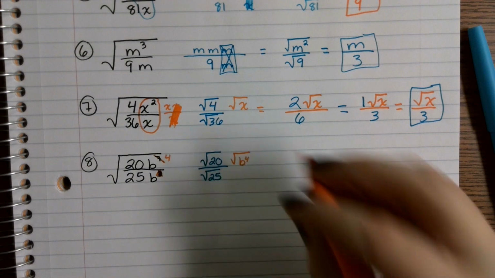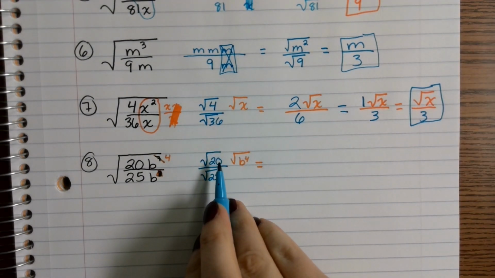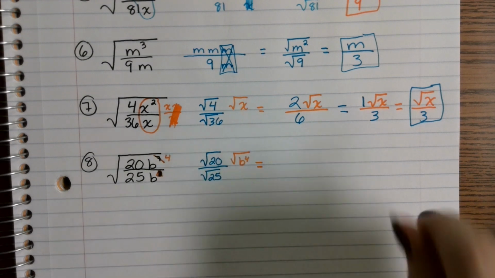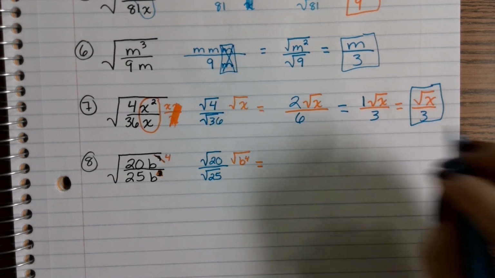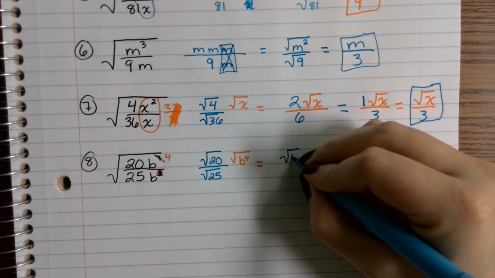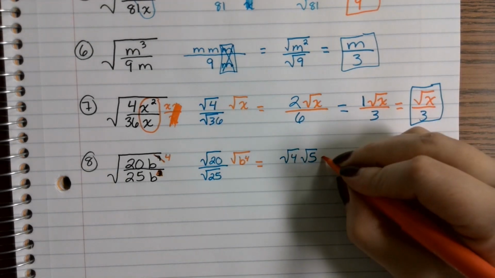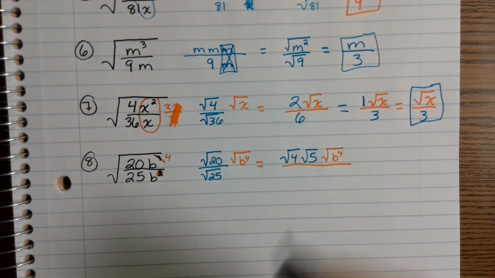Square root of 20, can I break that apart? Come on, guys. Square root of 20. That's a basic one. You've done it like 5 times. What is it? 2 square roots of 5. You can split it up into square root of 4 and square root of 5. You still have the square root of b to the 4th, and then square root of 25 on the bottom.